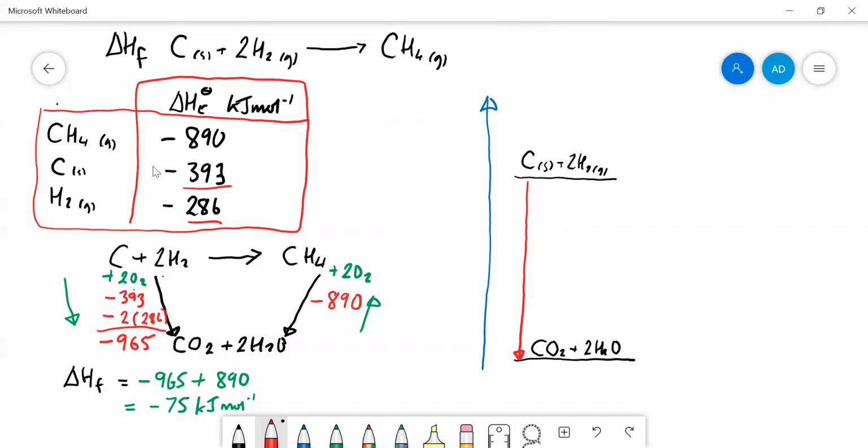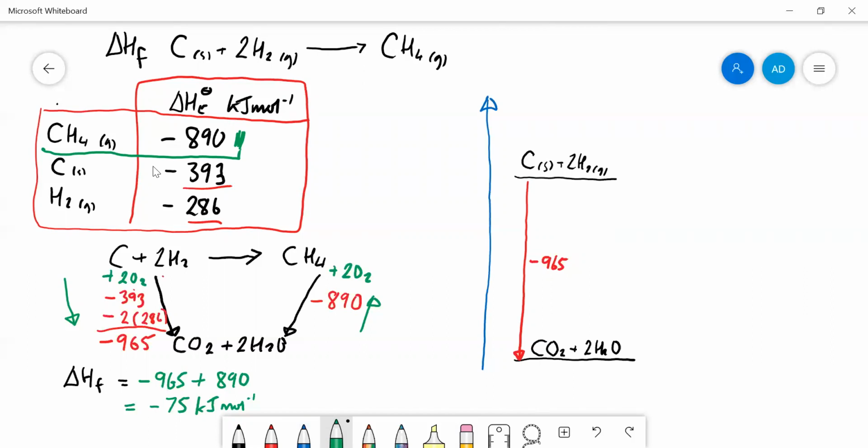Now we are burning, so that is burning 1 carbon, so that's minus 393, and 2 hydrogens, so that's 2 times minus 286. We worked out before that is equal to minus 965 kilojoules per mole. Now, what else are we doing here? Well, when we're burning methane, right, this is when we burn 1 mole of methane, it's minus 890 kilojoules per mole.